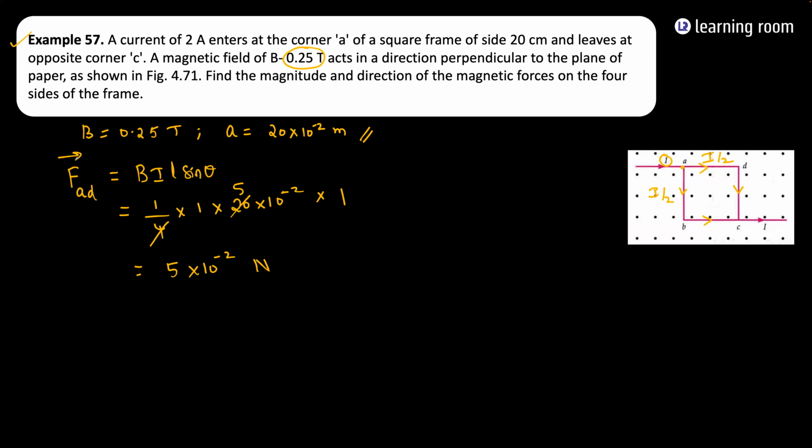So the magnetic field is in this direction. The current is in this direction. So the force will be downward. Are you able to understand? Okay, that is one way, or else I told you another way also.